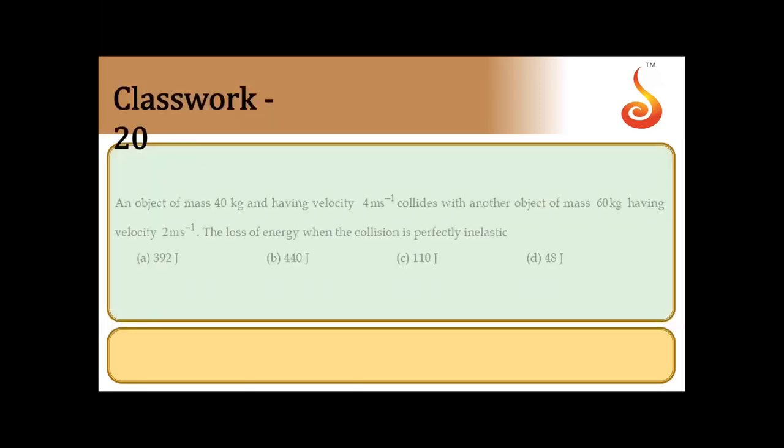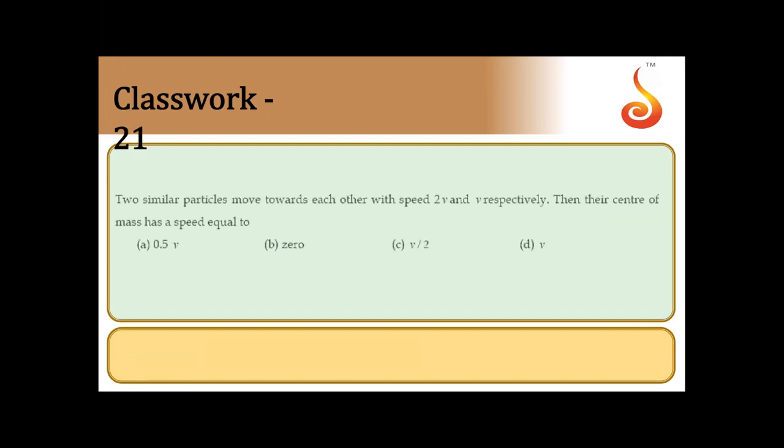Yes, we shall move on to next one. Yes, here we have a problem on center of mass. Two similar particles move towards each other with speed 2v and v respectively. Then their center of mass has the speed equal to. See, one particle is moving this way, other particle is moving this way. This is moving with 2v, this is moving with v. Suppose if I take right side direction as positive, then left side direction should be negative. So this should be positive, this should be negative.